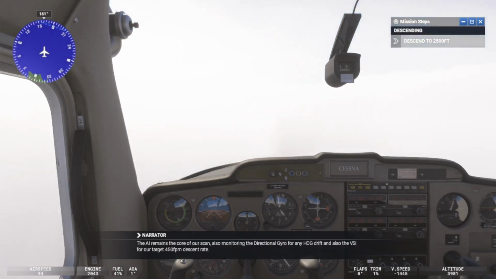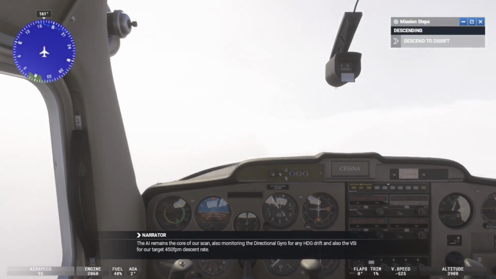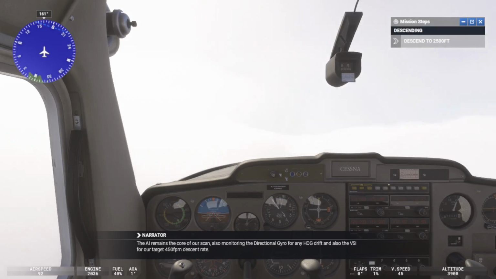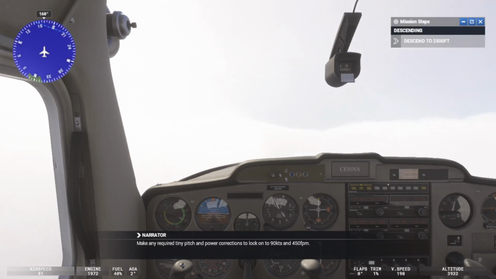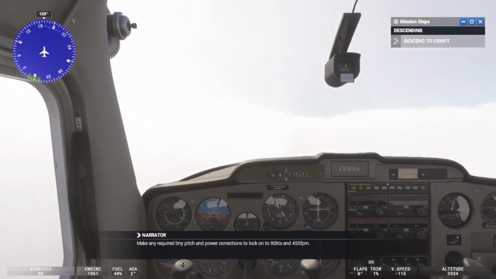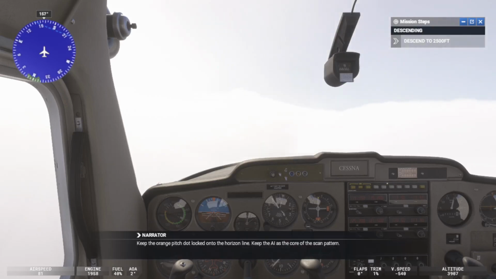The AI remains the core of our scan, also monitoring the directional gyro for any heading drift, and also the VSI for our target 450 feet per minute descent rate. Make any required tiny pitch and power corrections to lock on to 90 knots and 450 feet per minute. Keep the orange pitch dot locked onto the horizon line. Keep the AI as the core of the scan pattern.